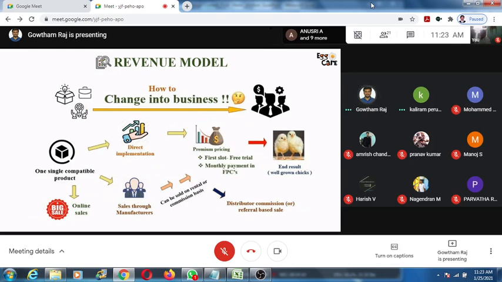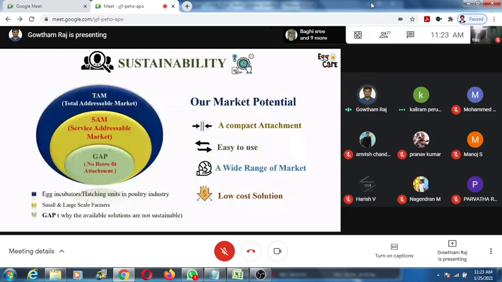This is our aim. So while coming into the market, how will we get sustained? Our total addressable market is all the egg incubation and hatchery units, but our serviceable addressable market mainly focuses on all the units and also small and large scale farmers. Due to this gap, that no retrofit is available in the market, we'll easily reach the customers and give more production to them.